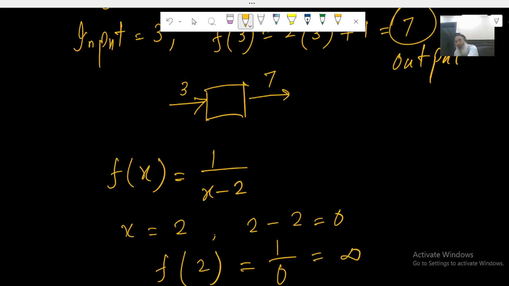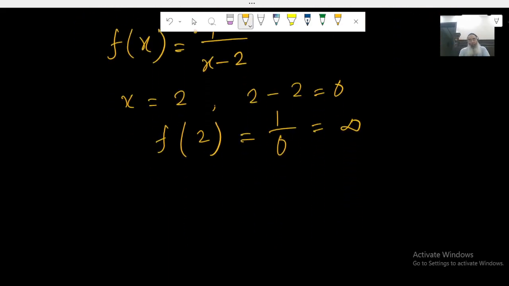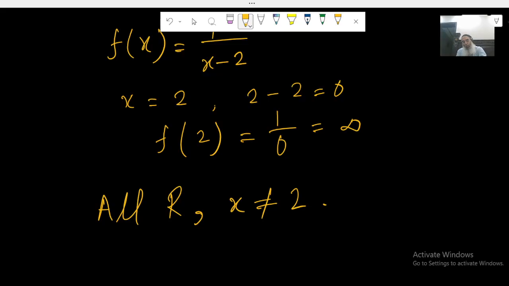That's why its domain is all real numbers except x is not equal to 2. So all real numbers, or R, except x not equal to 2. So check denominators, check square roots, because inside a square root only a non-negative value can come.